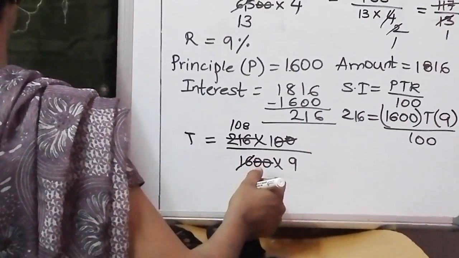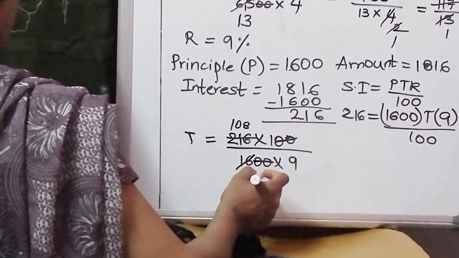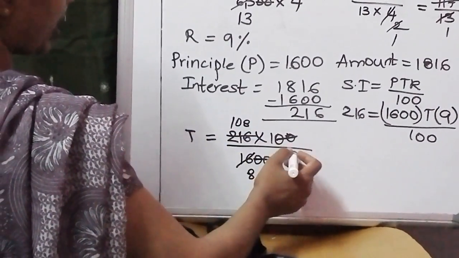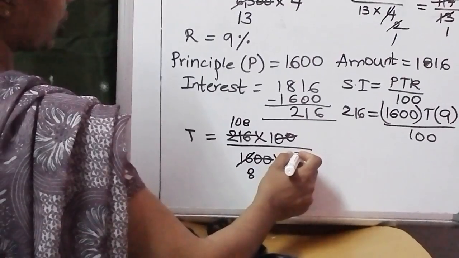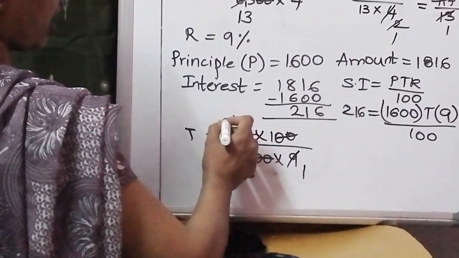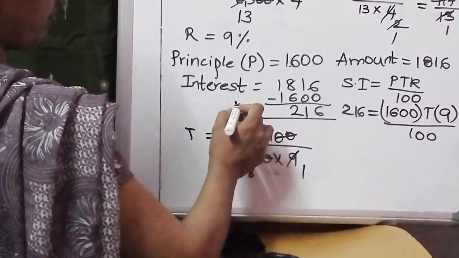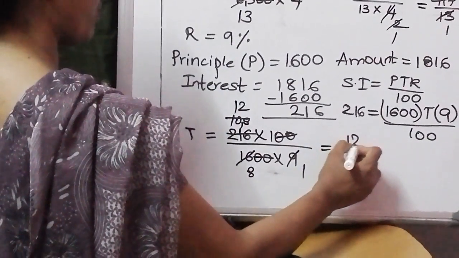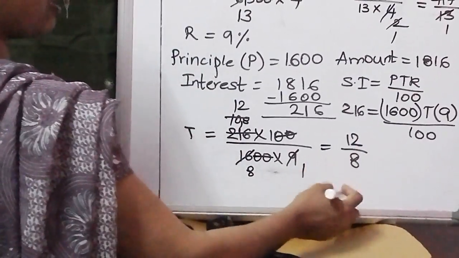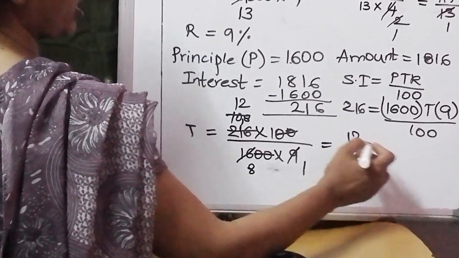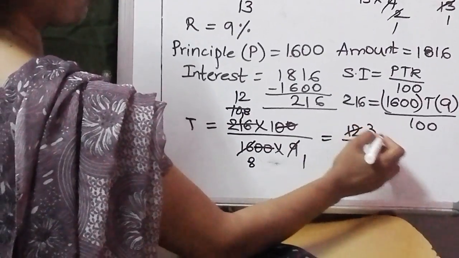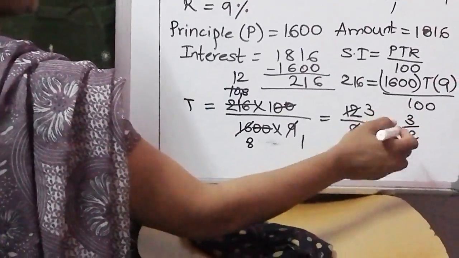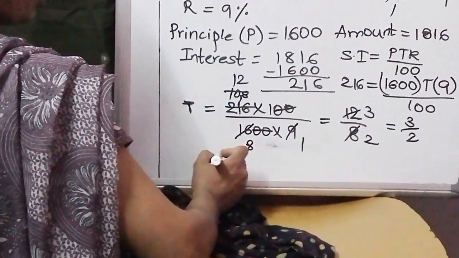So now let's cancel. 8 table, can you cut this? Or 9 table shall we take? 9 table, 9 ones are 9, 9 ones are 9, 1 is a remainder, 9 twos are 18. So here what is left is 12 by 8. We can further cancel this. 4 table, 4 twos are 8, 4 threes are 12. So what is the answer you got? 3 by 2 years.